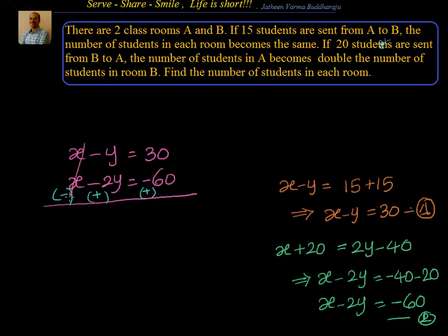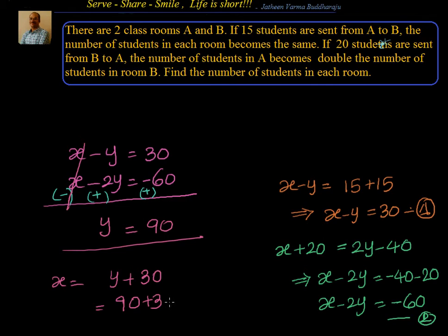When you subtract them, you will have minus Y plus 2Y, Y equal to 60 plus 30, 90. So we easily got Y equal to 90. We know from the first equation, X equals Y plus 30. That's equal to 90 plus 30, which is equal to 120.